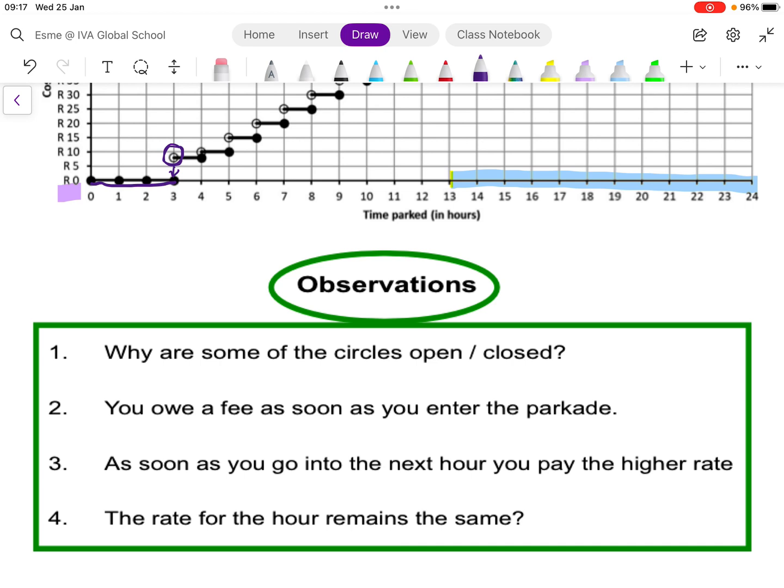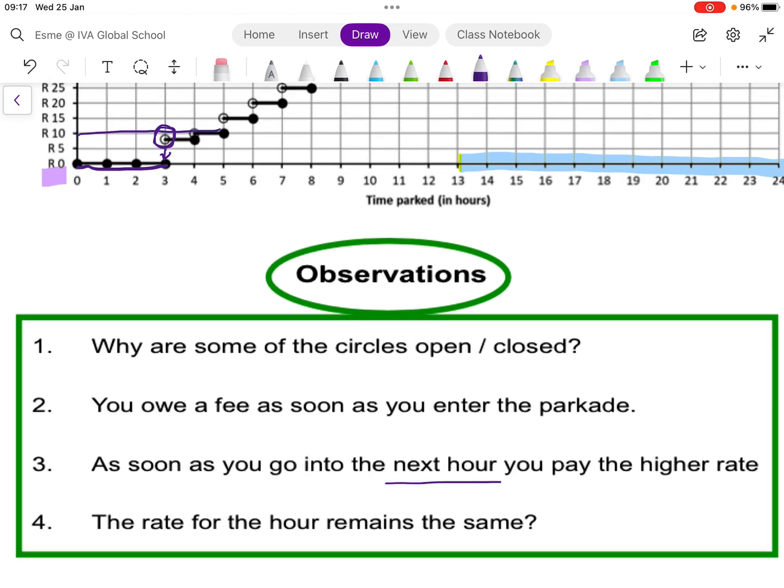As soon as you go into the next hour, so remember I was saying 1 second past 3 hours or 13 hours or 9 hours, you pay the higher rate. The rate for the hour remains the same. So even if you are in there for 4 hours and 3 minutes, you are going to be paying your 10 Rand over here, because 4 hours and 10 minutes could be about there. So you go up to the line across and you would pay 10 Rand. And remember, that is where you put your label if you're asked to show where you took your reading on the graph.